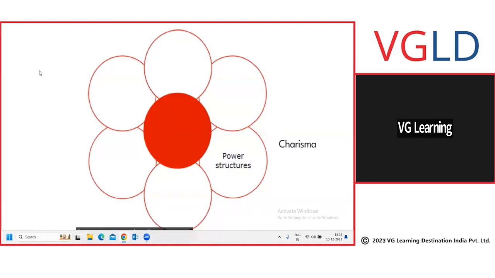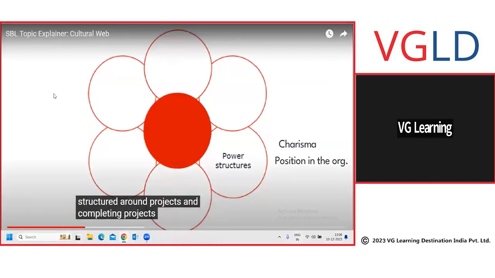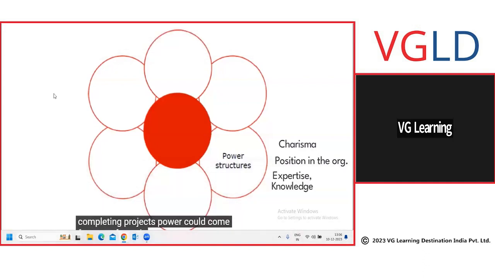In some organizations, power can come from an individual's expertise. For example, in a software company that's structured around projects and completing projects, power could come from a software engineer's knowledge, their ability to move the programming project forward. So that's power, and in SBL, you'll find clues about power structure in the pre-seen when they describe the leadership of the company and the board structure.